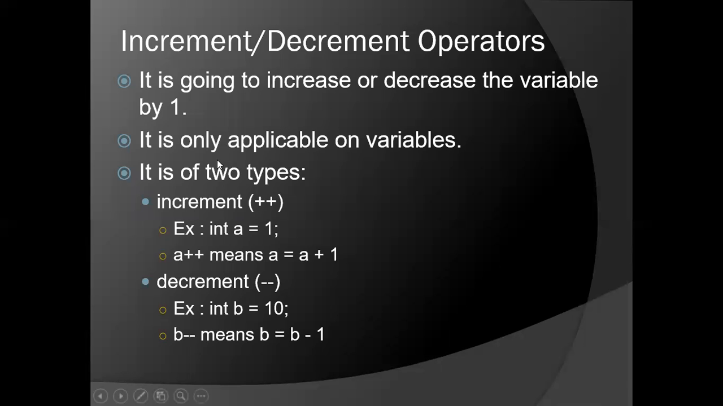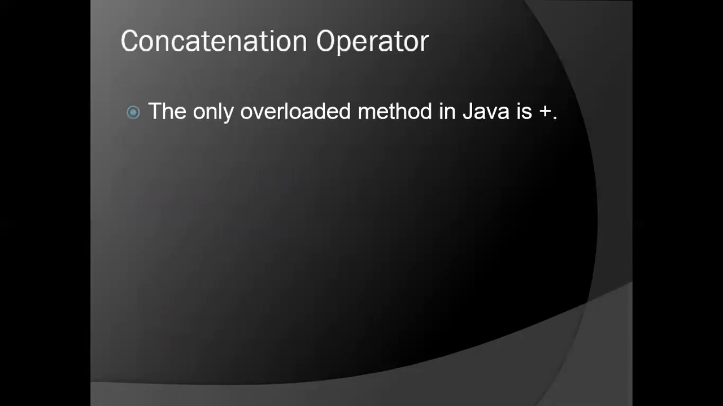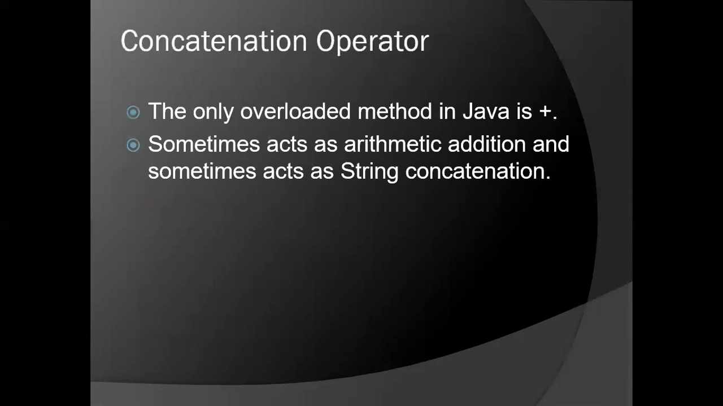Again, there is a complication in increment and decrement, which we will not use in automation. That's why I'll just skip the ones that are not required. Concatenation. This is one of the important things that you should know. The only overloaded operator in Java is plus. Sometimes it acts as arithmetic addition, sometimes as string concatenation.